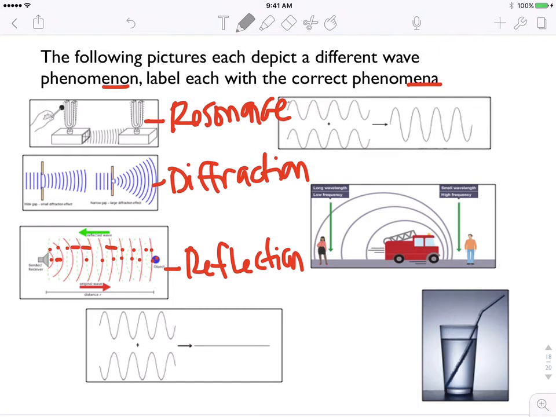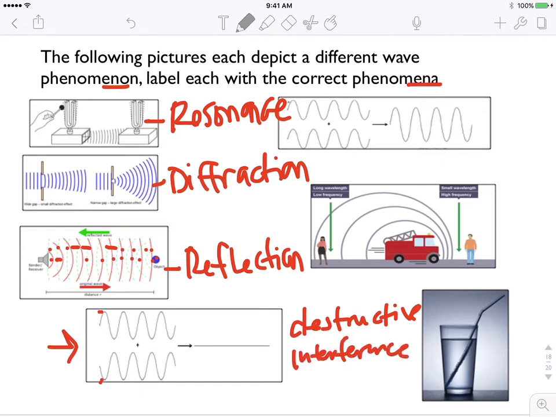That is reflection. This is interference, but what type of interference is it? Well, we start off with a trough and a crest, and they cancel each other out. So this is destructive interference. And then, if this is destructive, this has got to be constructive. Look at how big those amplitudes get when a crest and a crest meet and a trough meets a trough. So this is constructive.